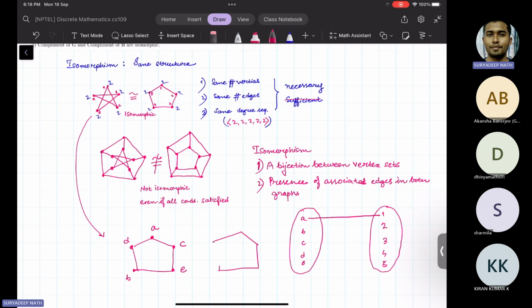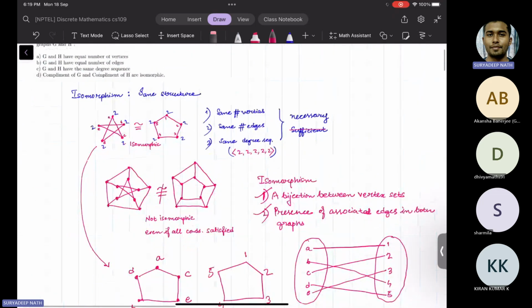So like this. So it is 1, 2, 3, 4, 5. So C goes to 2, E goes to 3, B goes to 4, and D goes to 5. So now both the conditions are met. It should be a bijection and the presence of associated edges in both the graphs. So this is the correct bijection. So this is one way of checking.